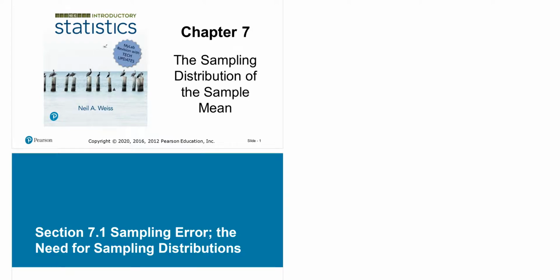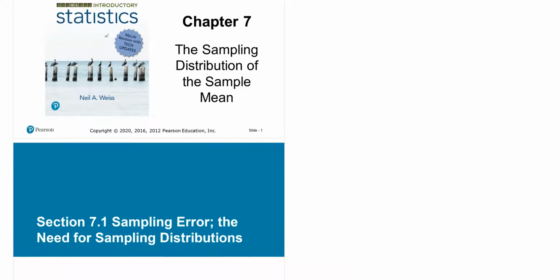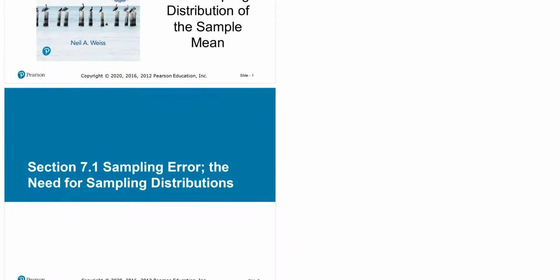Section 7.1. The entire chapter is about the sampling distribution of the sample mean. Just to recall from before, in statistics we don't have access to the entire population. So what do we do? We work with samples. We study the samples, we analyze them, and we try to draw conclusions from the sample about the entire population. That's what we do the whole time.